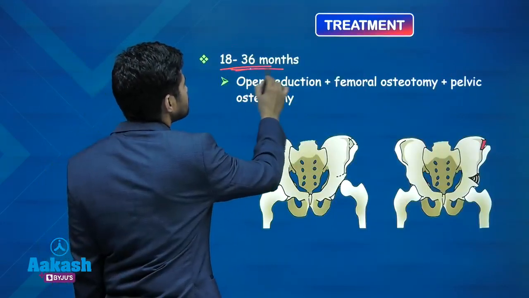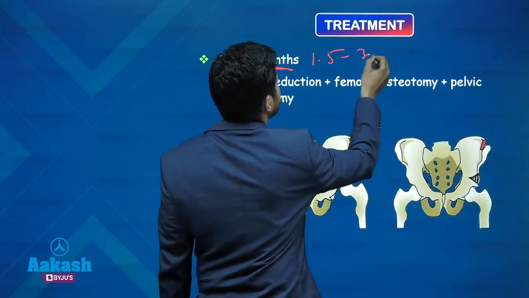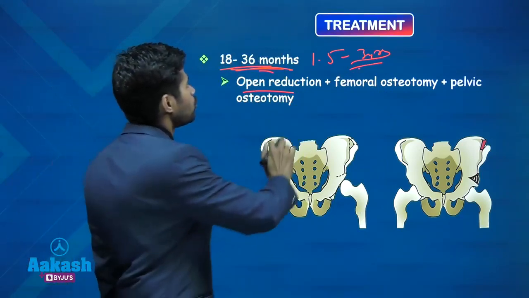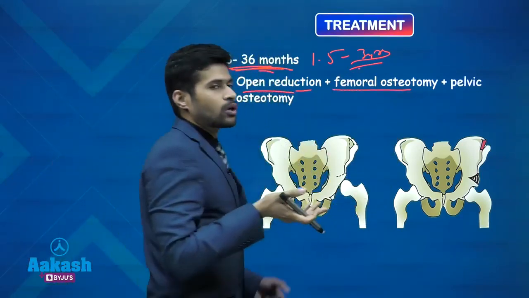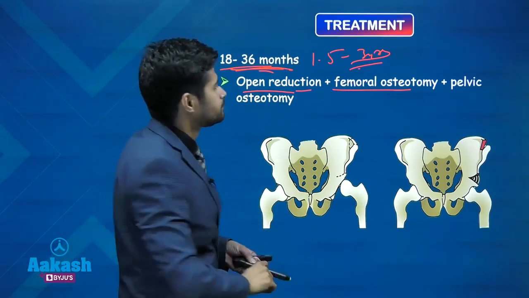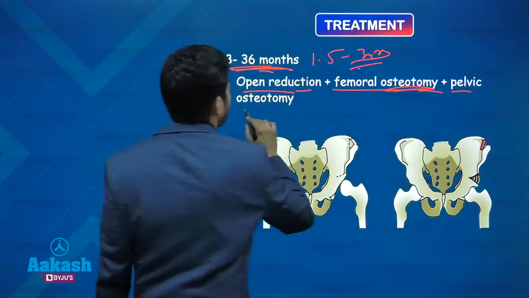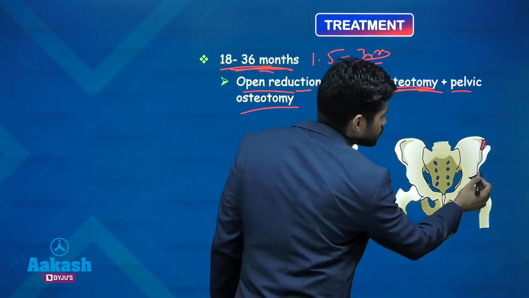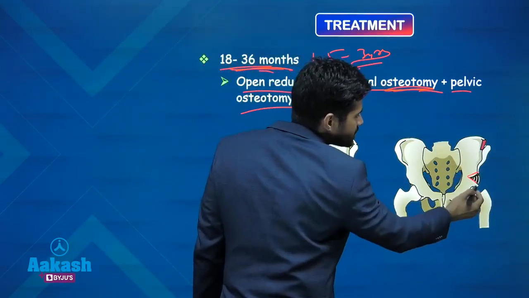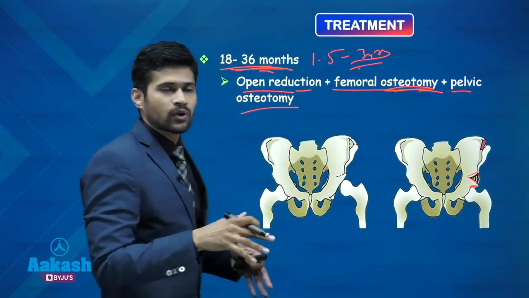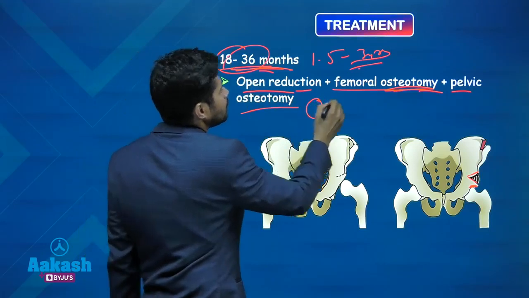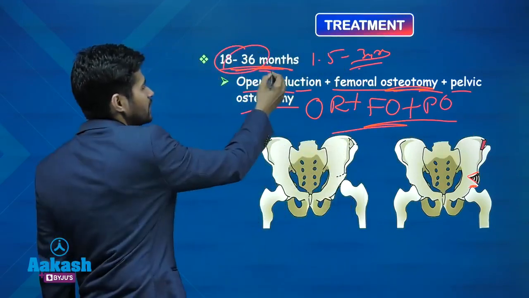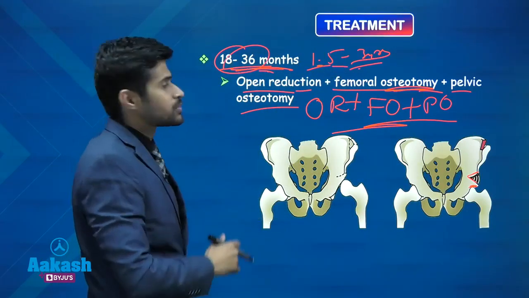In 18 to 36 months, right? So basically 1.5 to 3 years. Open reduction with cast is not enough. You have to go for open reduction plus femoral osteotomy also, so that you can rotate the femur. Femoral osteotomy and pelvic osteotomy to modify the shallow acetabulum. So you do a pelvic osteotomy here, you increase the roof of the acetabulum so that you can contain the femoral head. So at 18 to 36 months, open reduction plus femoral osteotomy plus pelvic osteotomy. See, it is a very young age, 1.5 to 3 years, and you are going for such measures.